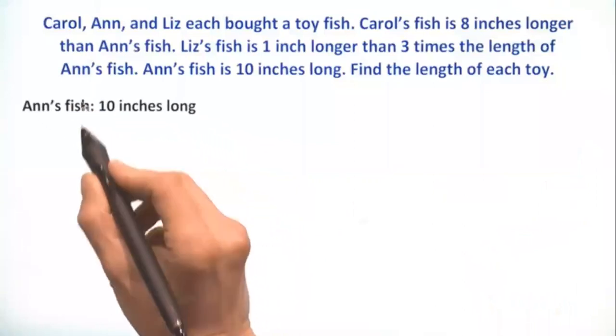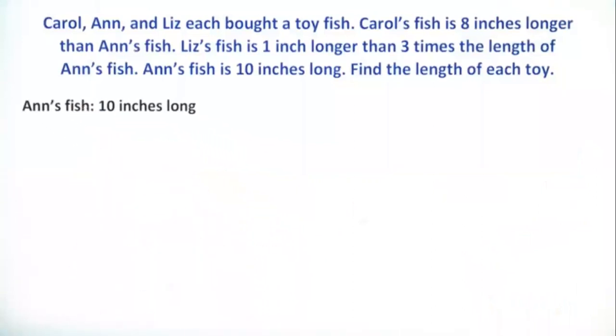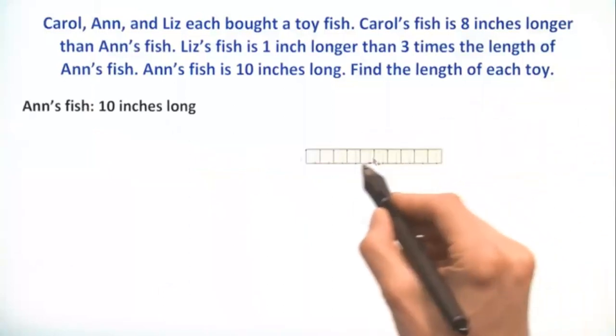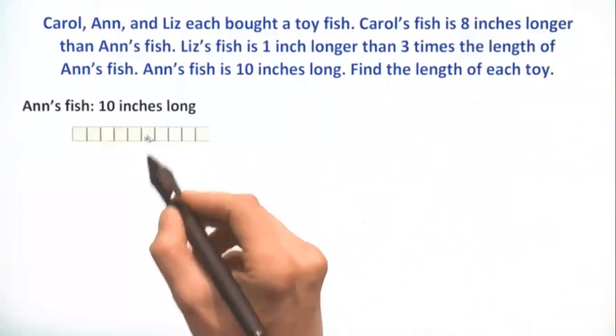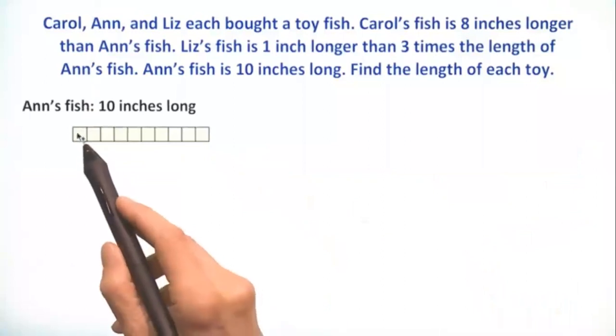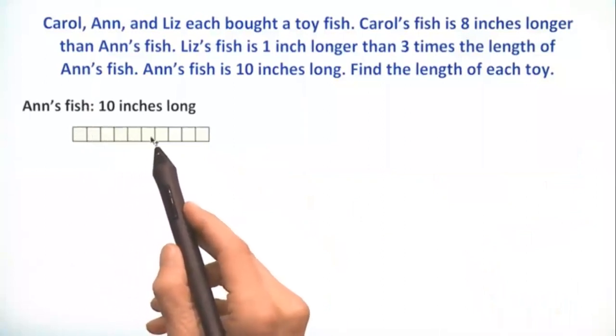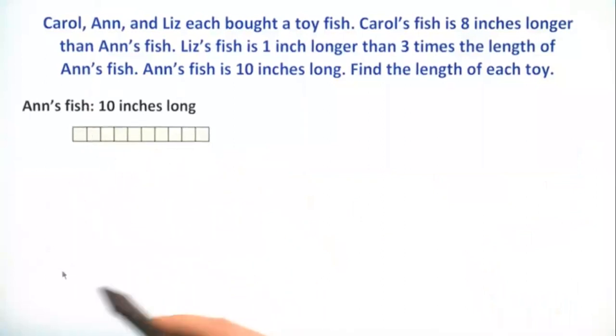Ann, your fish is 10 inches long. Terrific. Now, let's actually model that answer using a row of squares. So I would need 10 squares in a row. And you can see here, I really have 1, 2, 3, 4, 5, 6, 7, 8, 9, 10. So this models the 10 inches long.